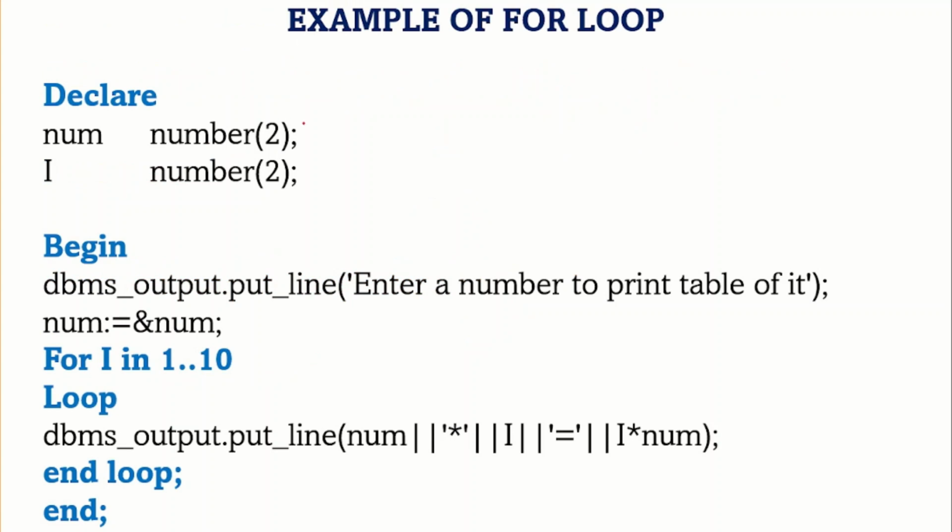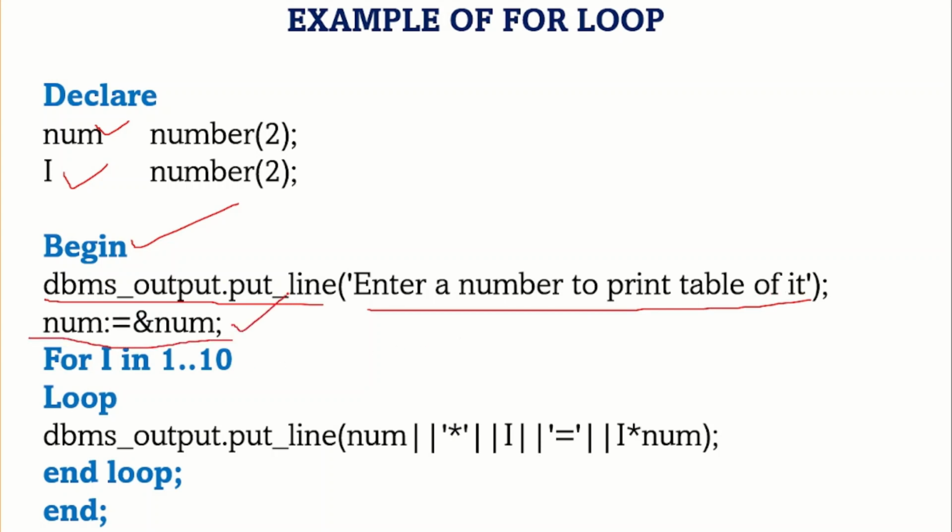Now this is also a program to print the table of a given number. So this num is a variable, and this I acts as a counter. The data type of both variables is the same, number, and the size is 2. This is the beginning of the program, and this statement will give the message to the user, enter a number to print the table of it, and that number will be read with the help of this statement.